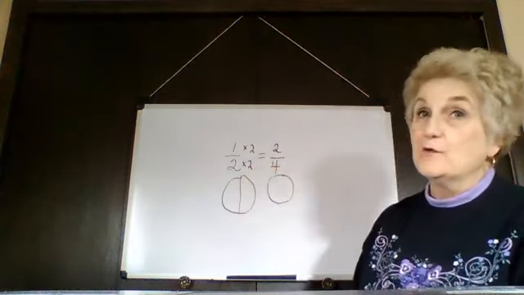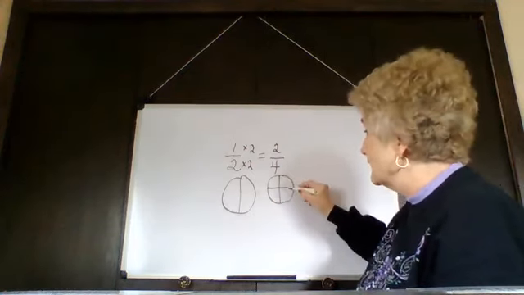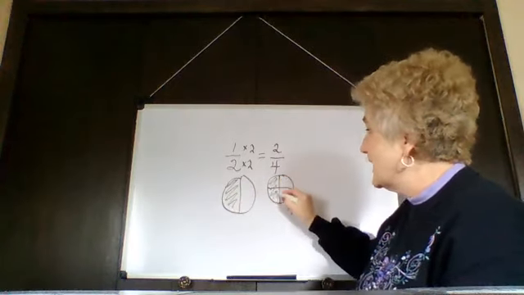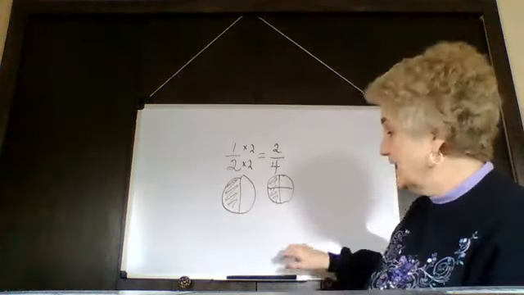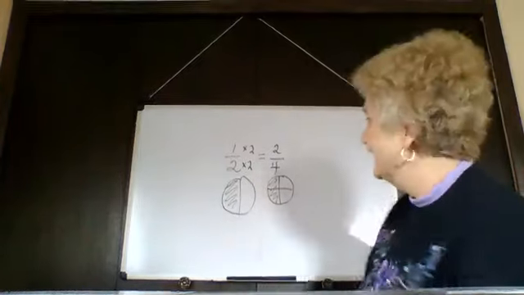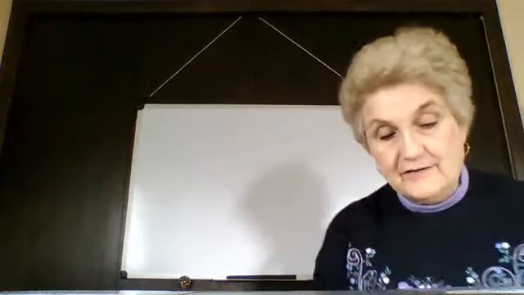My circles aren't as good as Mr. Cameron's are, but you'll get the idea. 1/2 and 2/4 occupy the same amount of space on those circles, which are supposed to be the same. Sorry. Okay. Then we talked about reducing fractions too.